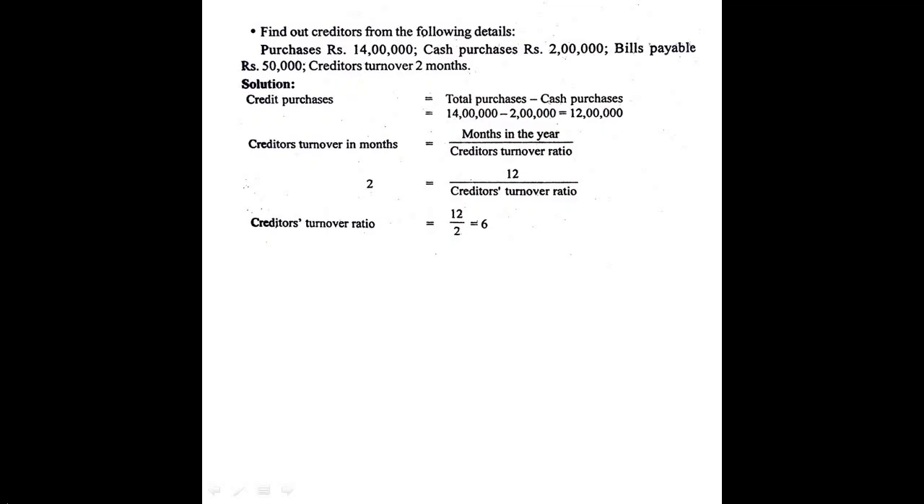Then creditors turnover in month equal to month in the year divided by creditors turnover ratio. Creditors turnover ratio in month, they given in the problem 2 months equal to month in the year 12 divided by creditors turnover ratio. So creditors turnover ratio equal to 12 months divided by 2, it comes around 6. So creditors turnover ratio is 6. Creditors turnover ratio equal to credit purchase divided by average accounts payable. Creditors turnover ratio we have found 6 times equal to credit purchase 12 lakhs divided by average account payable. So average account payable equal to 12 lakhs divided by 6, it comes on rupees 2 lakhs.